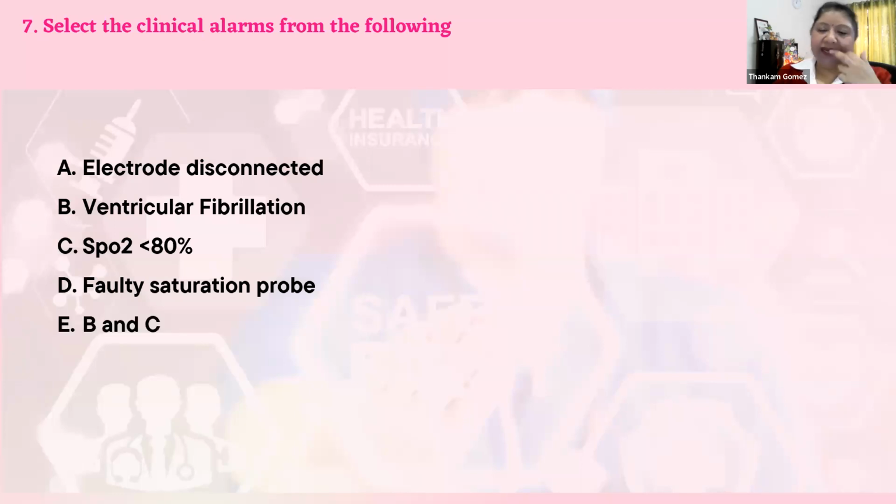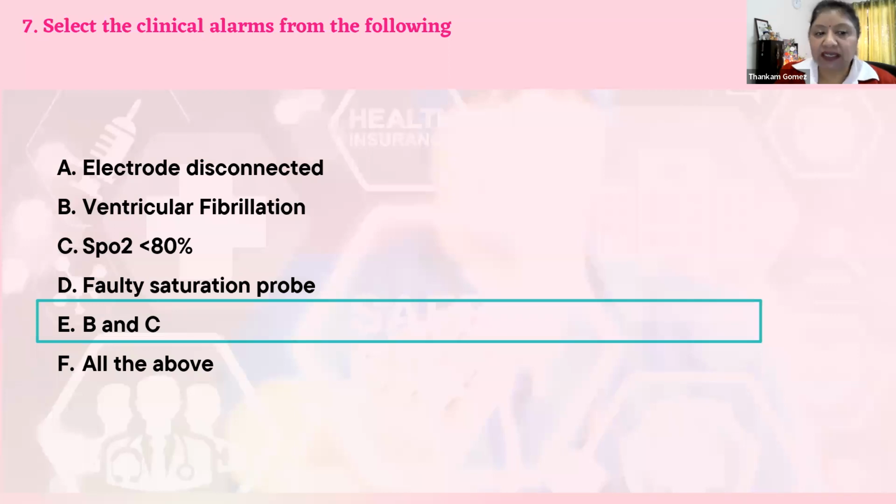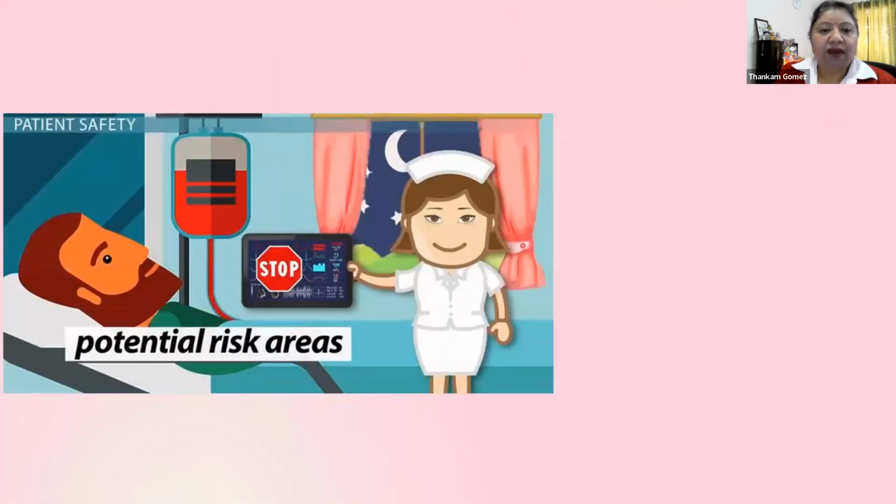I'm sure that nobody picked electrode and faulty saturation probe. They are hardware, right? We are asking for clinical alarms. Even though those will alarm, even that will give you an alert, the electrode is disconnected, the saturation probe could be wrong. So the answer is B and C. Ventricular fibrillation and SpO2 less than 80 are the clinical alarms that can happen when you are monitoring.